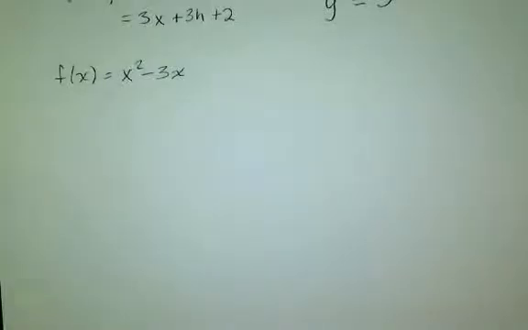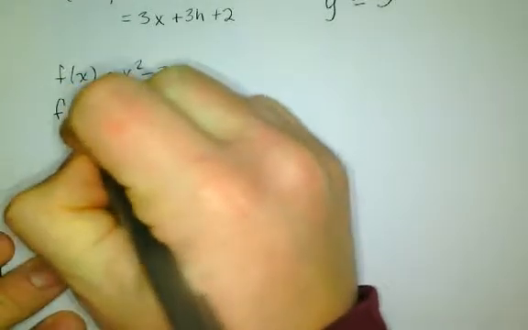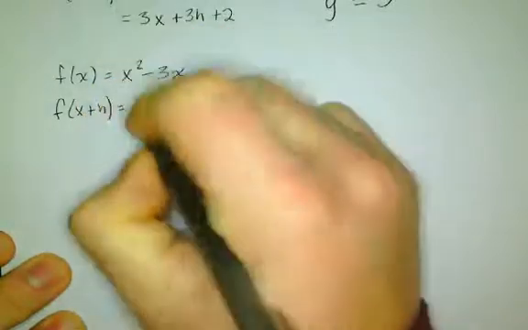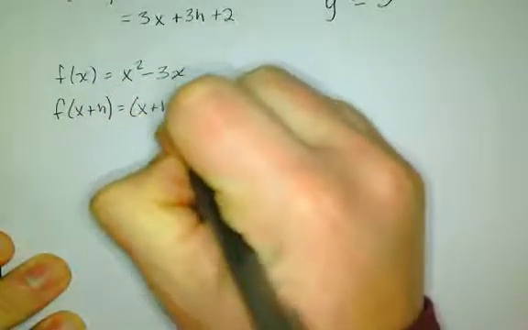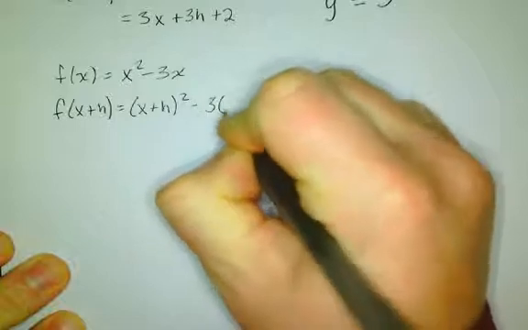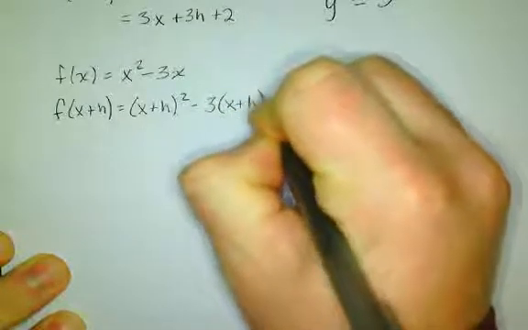Alright, for this next example, we are given f of x equals x squared minus 3x. We know we need f of x plus h also. So we have (x plus h) squared minus 3 times (x plus h).